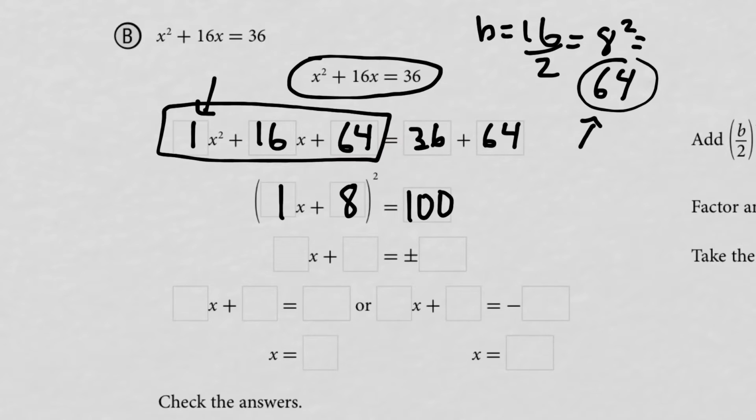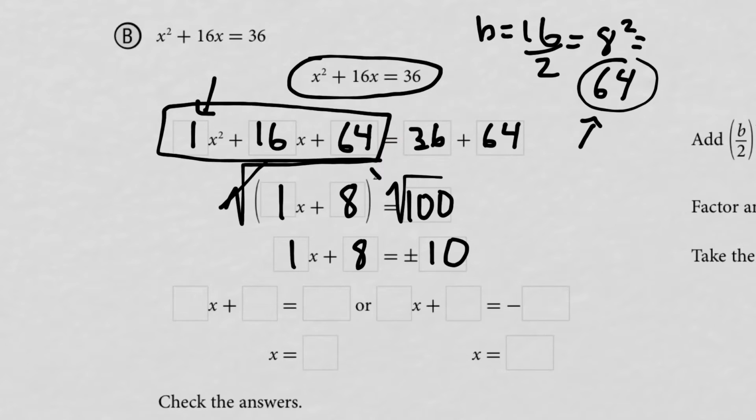Once you have that, it becomes a much simpler process. Now what you have to do is take the square root of both sides, because that's how we get rid of the square. So what's left on the left side is 1x plus 8, because the square cancels the radical. And on the right side, you have plus or minus 10.